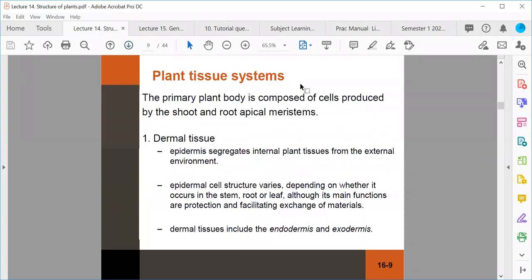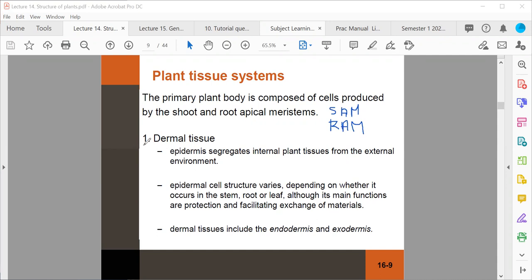Now, let's revisit the topic of plant tissue systems. And you might remember from last week that there are only 3 major tissue systems in plants. And you might also remember that the primary plant body is composed of cells that are produced by 2 meristems. One's called the shoot apical meristem, or SAM, and the other major meristem is called the root apical meristem, or simply RAM.